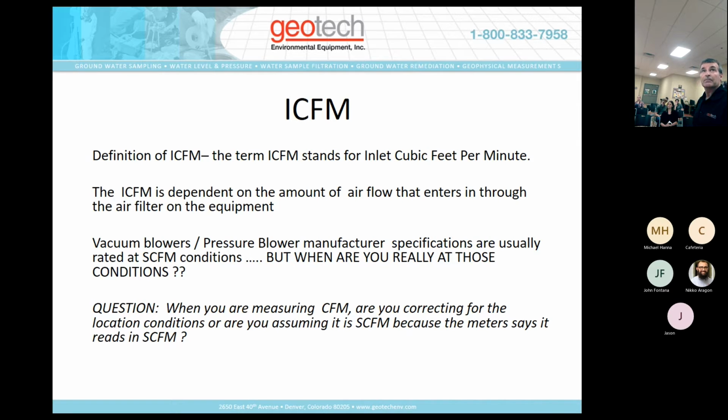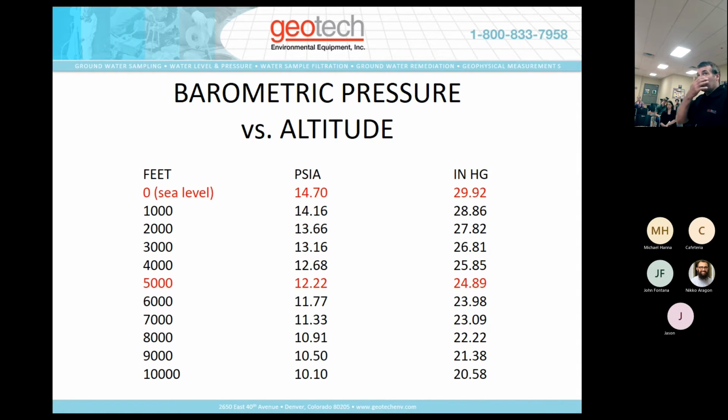Fictitious. Yes. And so this chart just shows the difference in barometric pressure versus altitude. The 14.7 PSI is at sea level, and then in Denver, at 5,000 feet, it's 12 PSI because of the elevation.